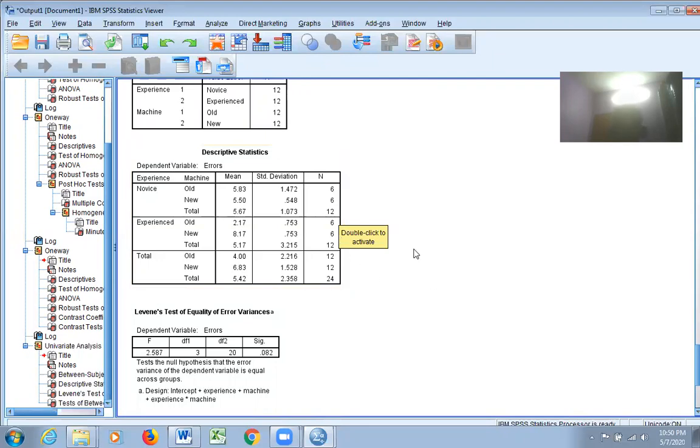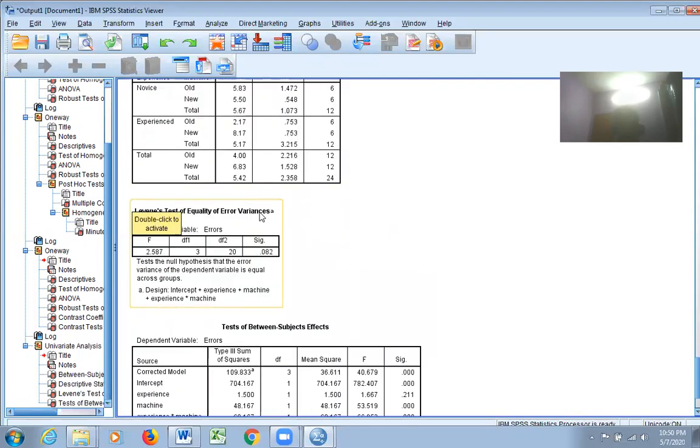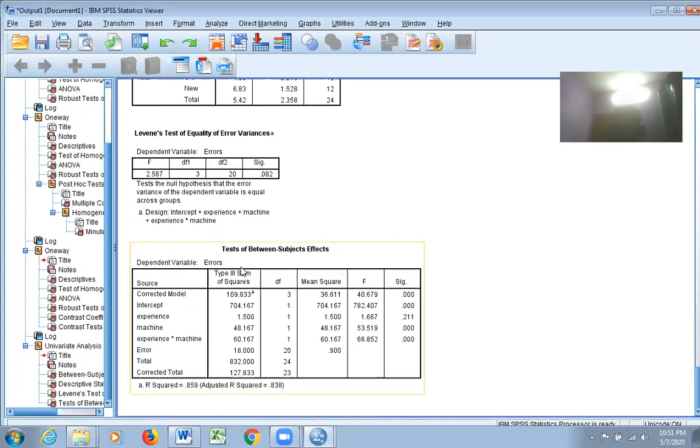Okay, let us come to homogeneity of variance. You can find that the sig value is more than 0.05. It means that equality of variance can be assumed. So no problem. We can go ahead with the ANOVA test. Let us come to the last table.